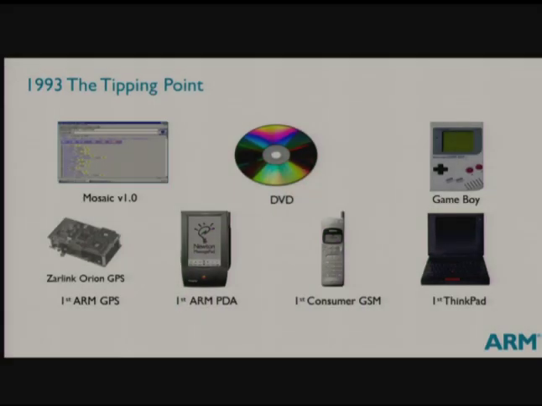And the year after, 1993, turns out to be the tipping point for what ARM was about, and I think the electronics industry in general. We had the first real web browser, first DVD, which was video going digital. The Game Boy, which was the transition to mobile as being one of the driving form factors for entertainment. Obviously, the first ARM-based GPS system. The first real ARM-based consumer product, the Apple Newton. Can't say it was a glorious success for anyone involved, but it was our first visible product.